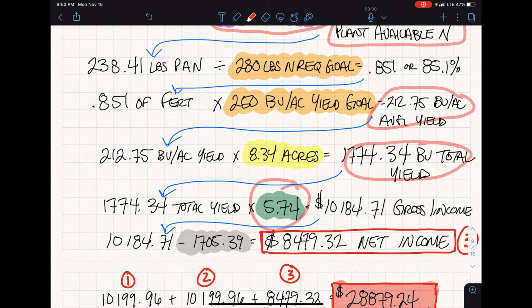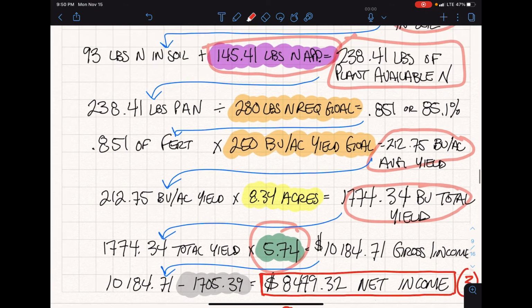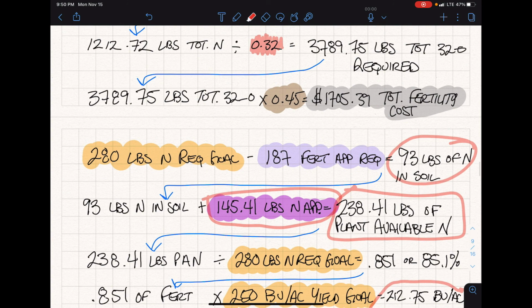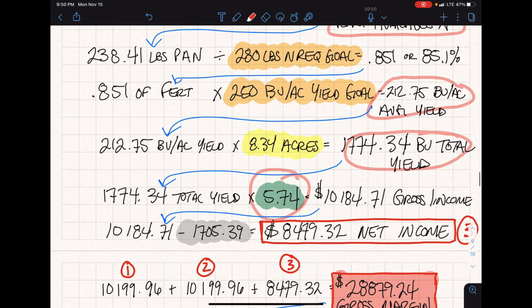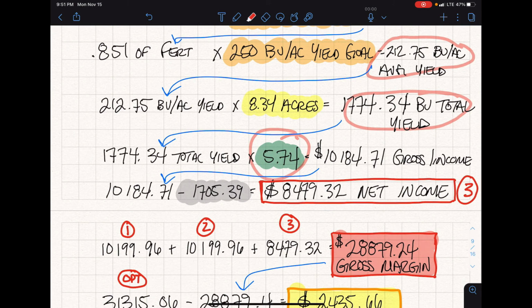Again, just a reminder, gross income means that we have not taken our input cost out of that number yet. So we have to carry that number down and refer back up quite a ways now to our gray colored number, which is our input cost. So we would bring our gross income number down, $10,184.71, subtract out our inputs, $1,705.39, to find that we had a $8,479.32 net income on that zone of the field.